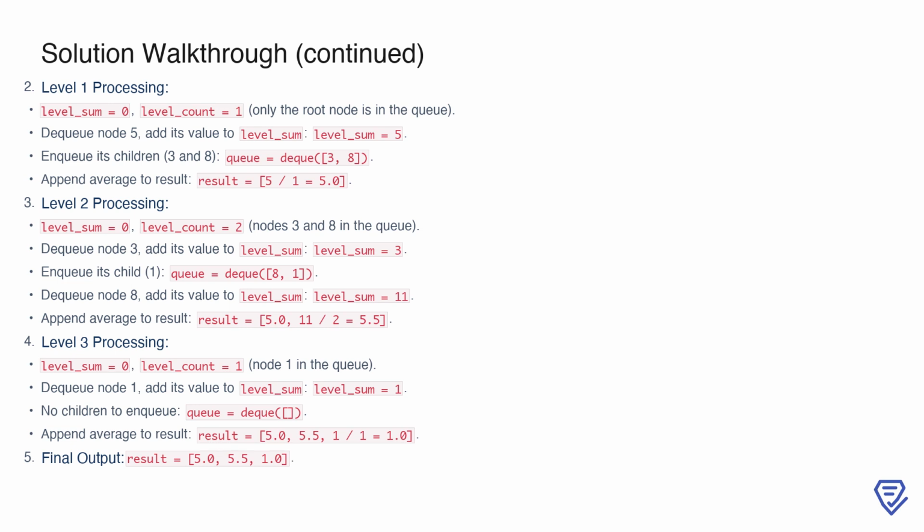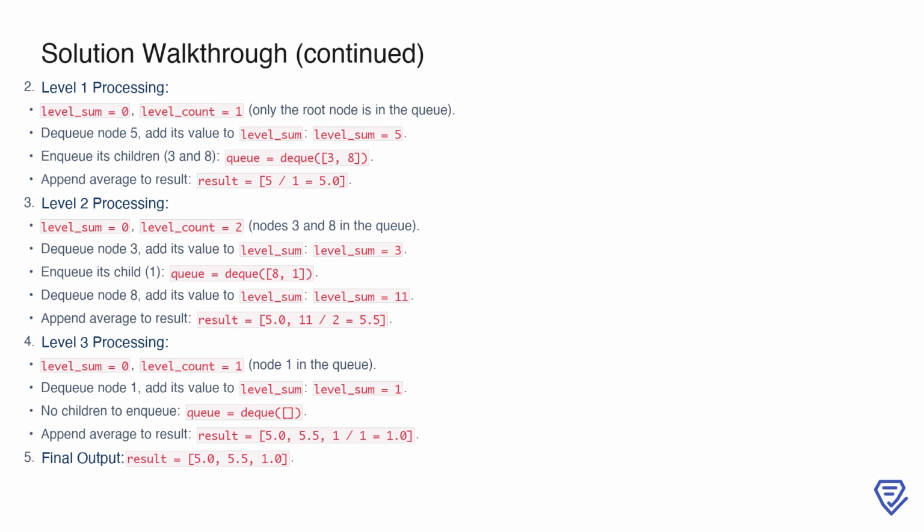We start by initializing an empty result list and a queue containing only the root node. For level 1, the queue contains the root node with value 5. The level sum is initialized at 0, and after processing this node, the sum becomes 5. We enqueue its children, 3 and 8, and calculate the average as 5 divided by 1, resulting in 5.0, which is added to the result list.